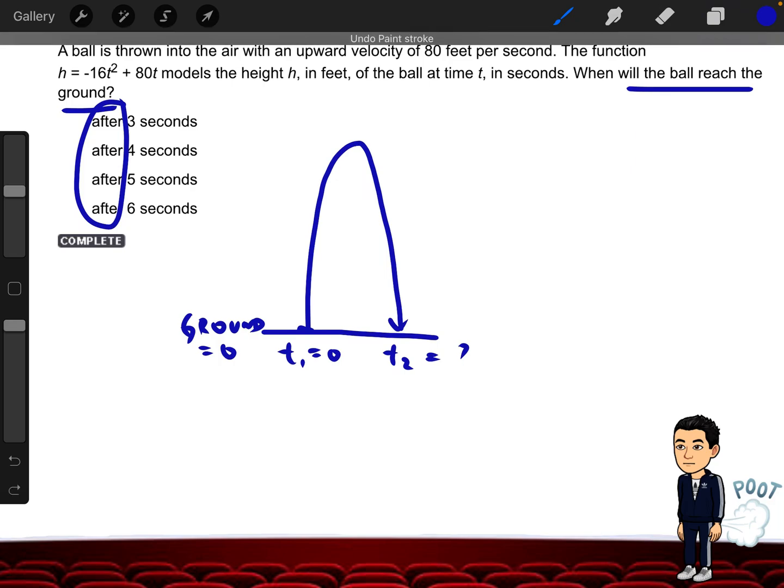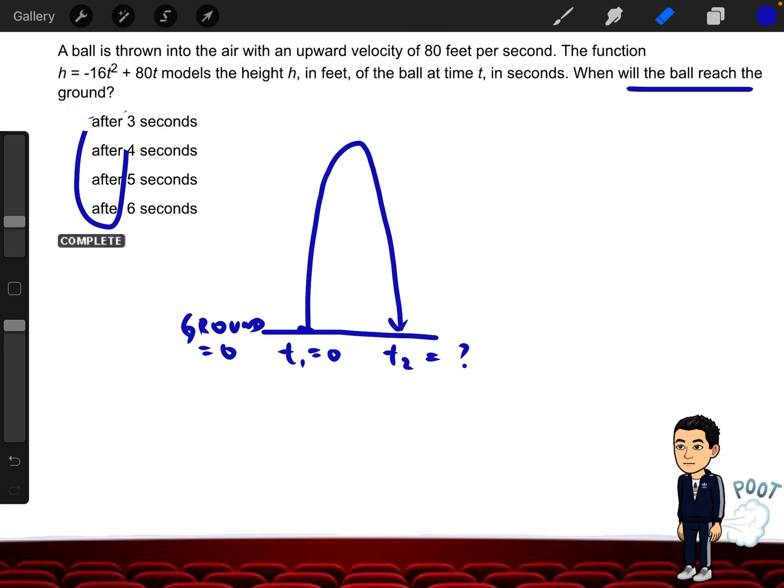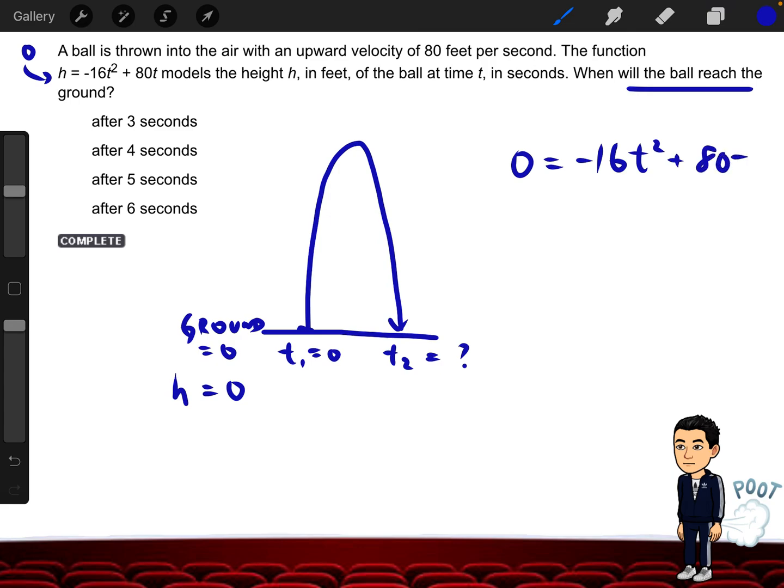Okay, so let's go ahead and figure it out. Let me erase this. Okay, let's go ahead and solve for it. So ground equals 0 is basically saying that the height equals 0. So you want to plug in 0 for the height. So 0 equals negative 16t squared plus 80t.